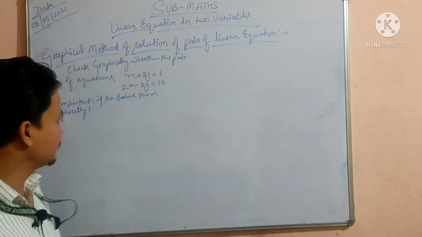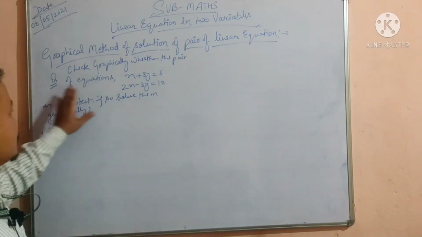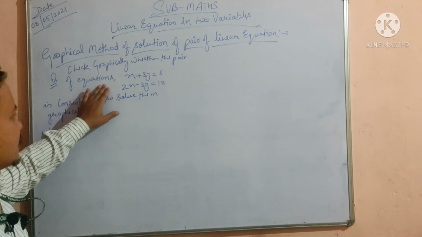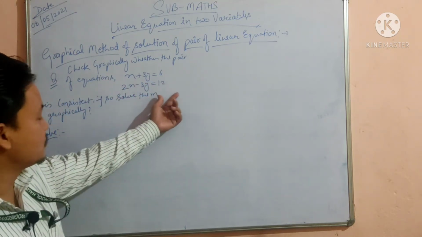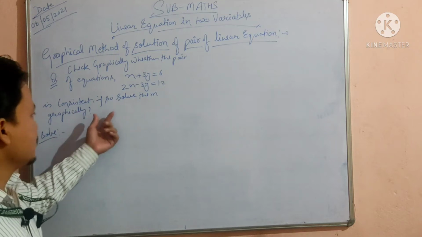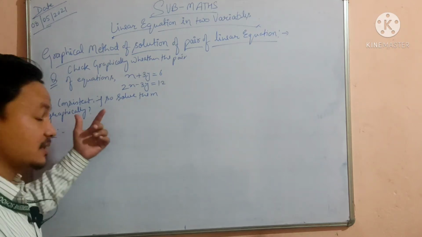This is the very first example of your NCERT book. Check graphically whether the pair of equations x plus 3y is equal to 6 and 2x minus 3y is equal to 12 is consistent. If so, solve them graphically.